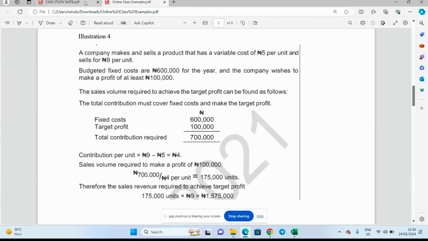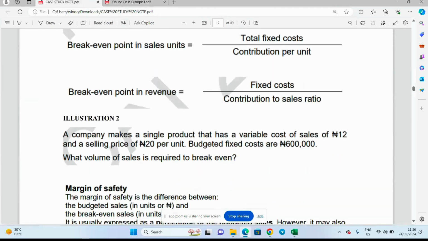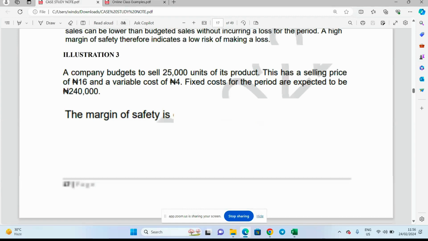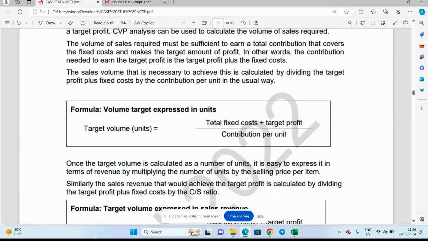This one is another example entirely. So we are going to go there also. Target profit. This is the formula: total fixed cost plus target profit divided by contribution per unit.